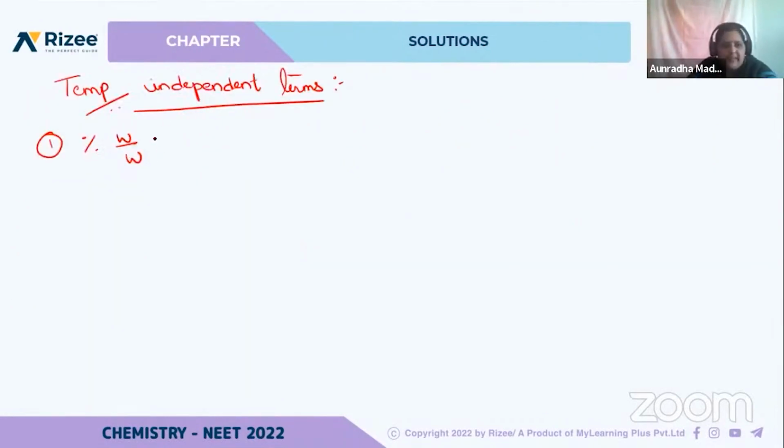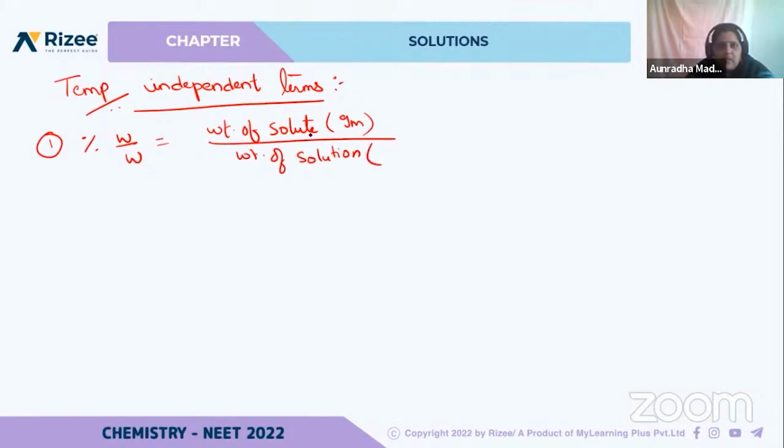Percentage of weight by weight is equal to the weight of solute. Same thing, here also we do the comparison between solute and solution only. Weight of solute, in grams, by weight of solution. But here it is weight of solute by weight of solution, not volume. This is also in grams, and as we are doing percentage, we multiply by 100.